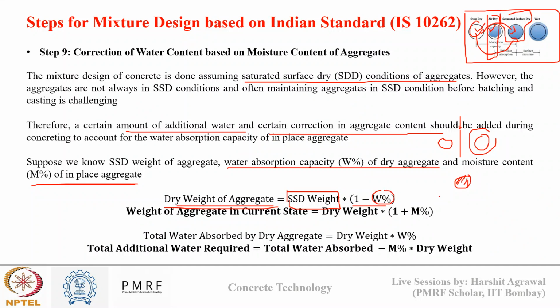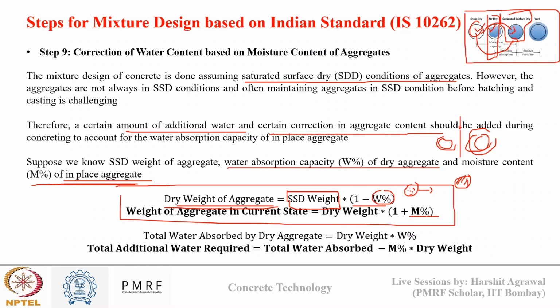Okay, and now once I reach the dry weight of aggregate, to achieve the weight of in-place aggregate, which is in between dry and SSD, I will just add the moisture content. So adding the moisture content will give me the in situ aggregate weight. So this is how I do the correction for aggregate weight.